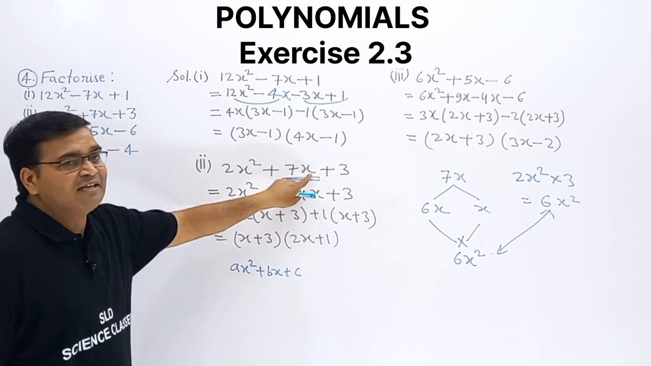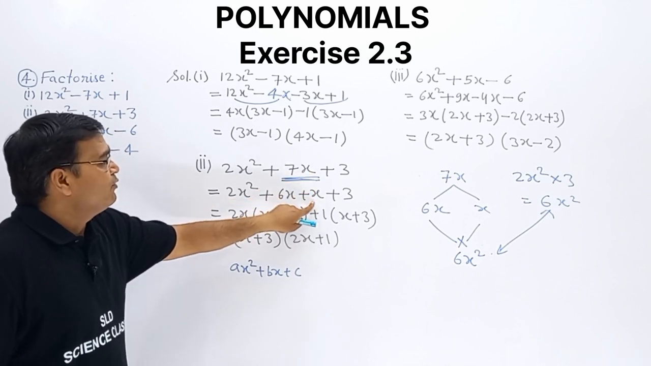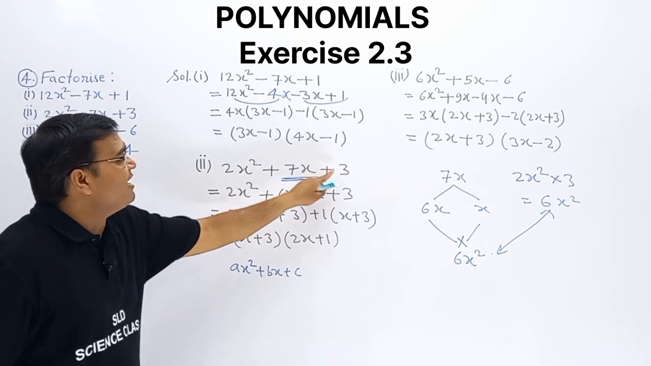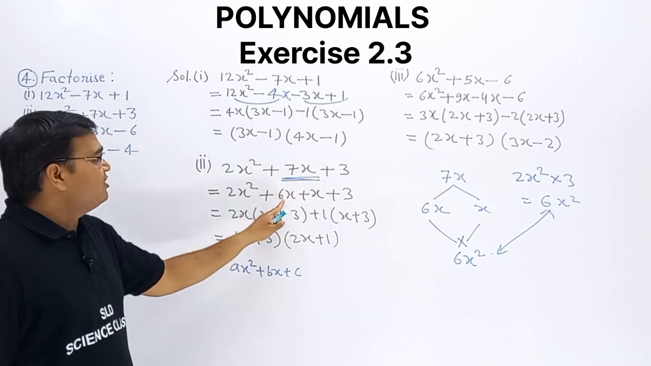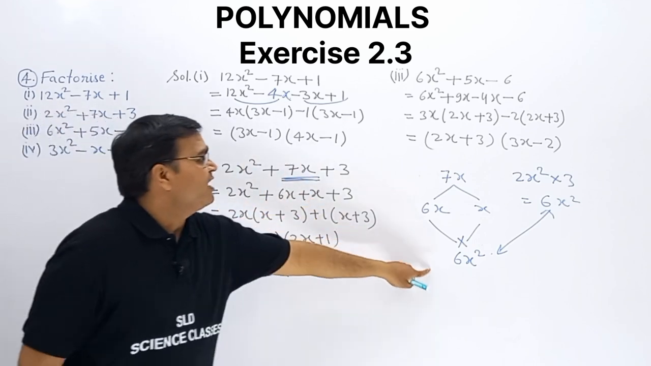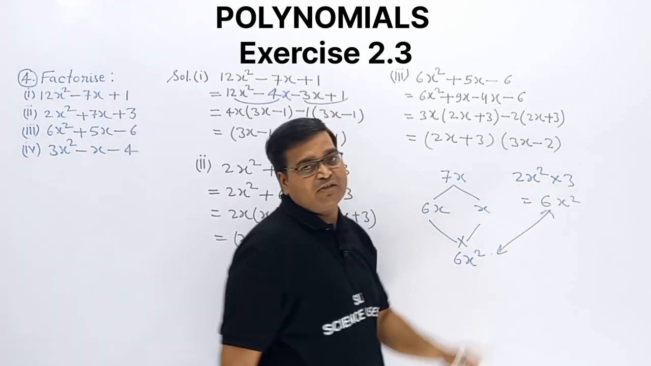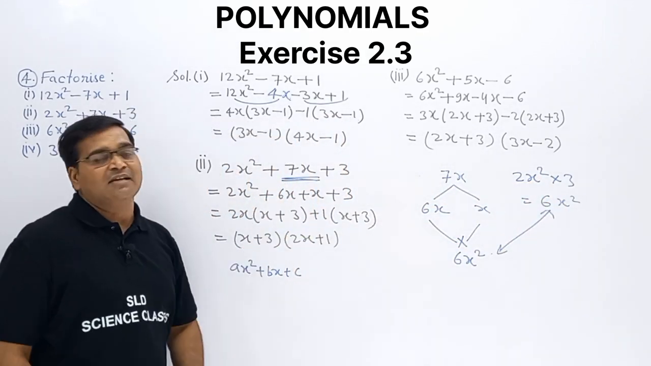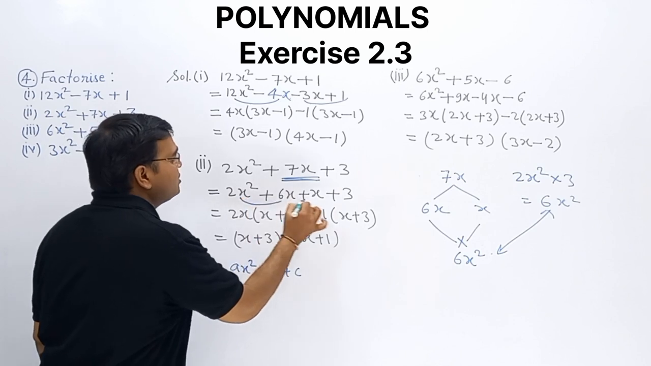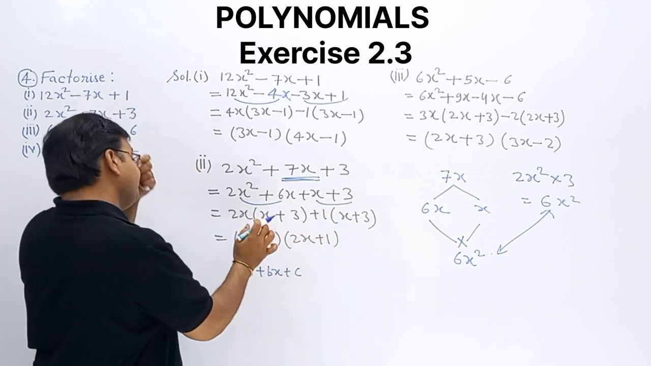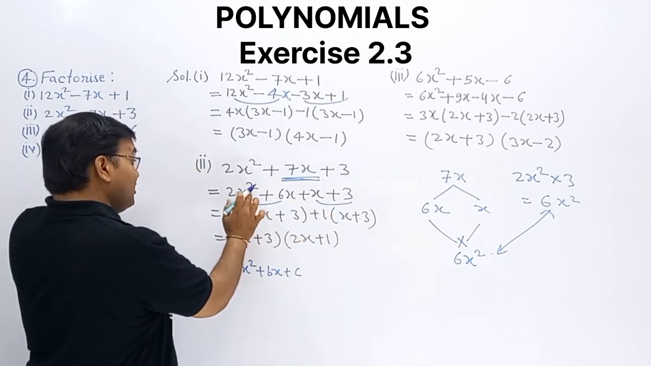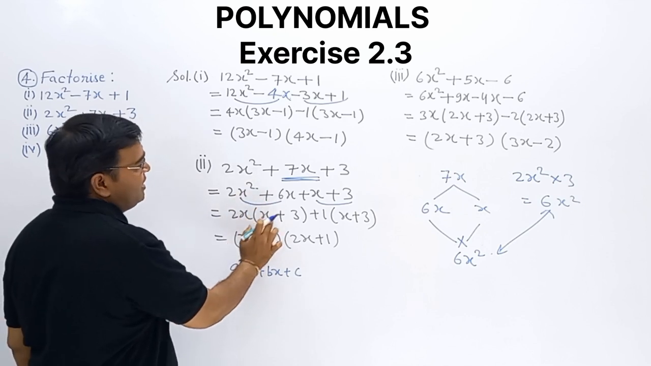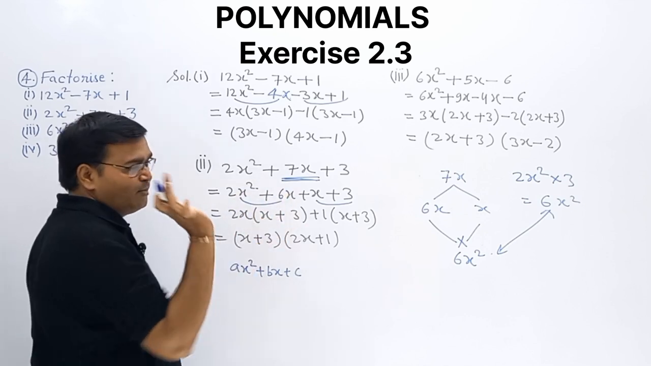Sum is equal to 7x. Product of both should be equal to first and last term product, and this product is 6x square, and first and last term product is 6x square. It means both parts are correct. Take common in both. What is the common? 2x is common. Divide this by 2x, x is remaining. Divide this by 2x, 3 is remaining.